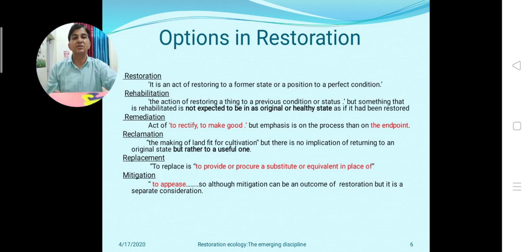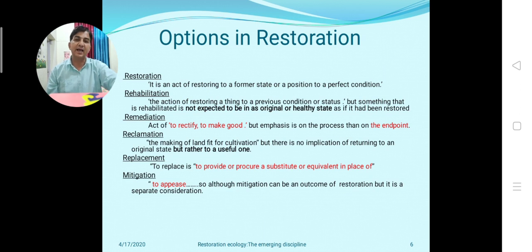So, what are the options available to us in restoration? You know, there are multiple options, right from restoration to rehabilitation, remediation, reclamation, replacement, mitigation. So, let us discuss these in brief. What does restoration mean? It can be defined as an act of restoring to a former state or a position to a perfect condition. So in restoration, the end point is very, very important. You have to achieve the perfect condition or a former state.